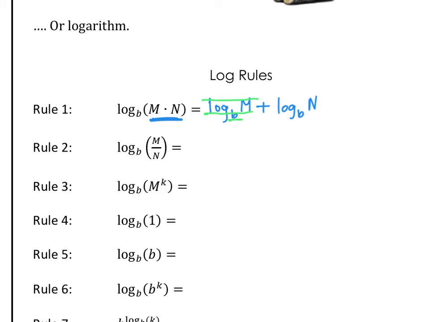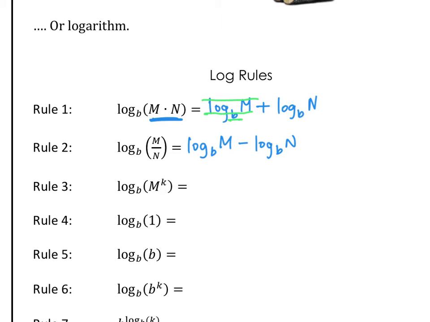All right, let's look at rule number 2. When two things are divided by each other, we can split it again with two logs, but this time we take the top one, the divide means minus, and then the other log, like so.